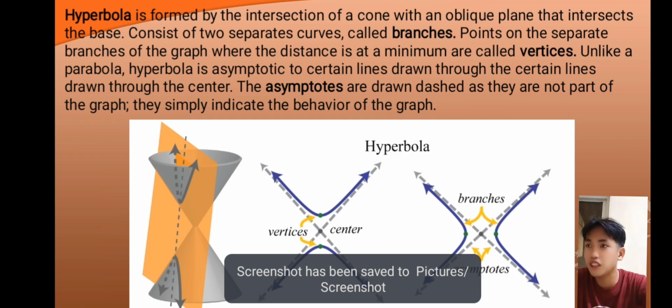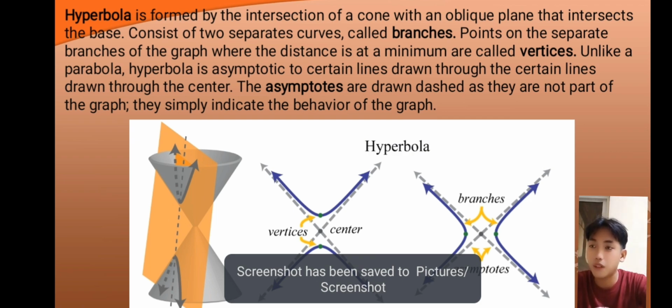Points on the separate branches of the graph where the distance is at a minimum are called vertices. Unlike a parabola, hyperbola is asymptotic to certain lines drawn through the center. The asymptotes are drawn dashed as they are not part of the graph. They simply indicate the behavior of a graph.